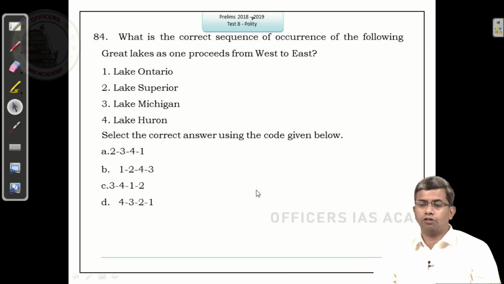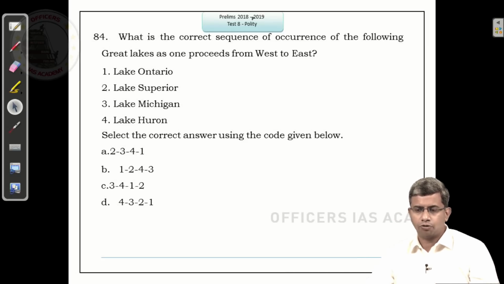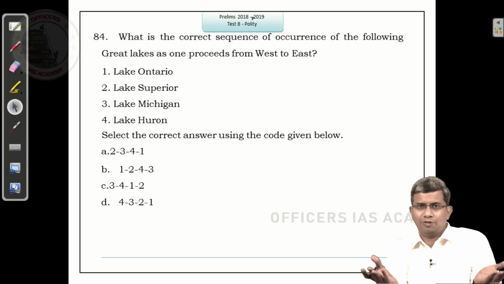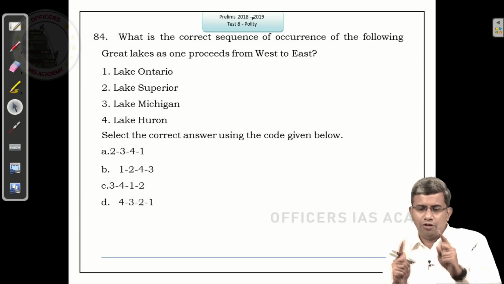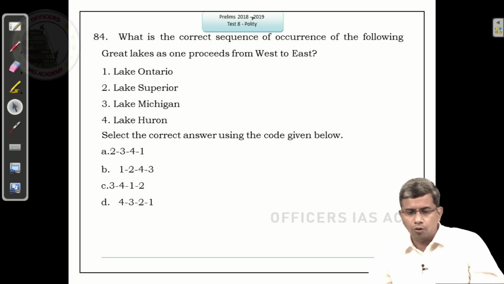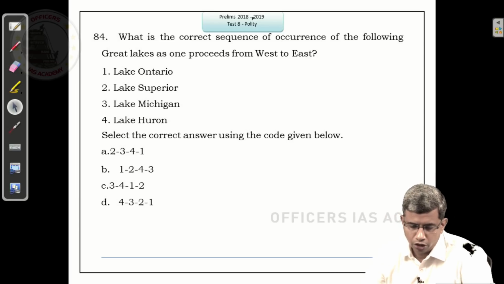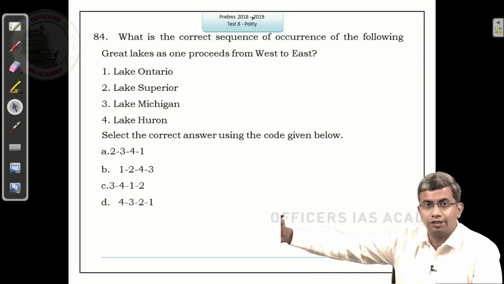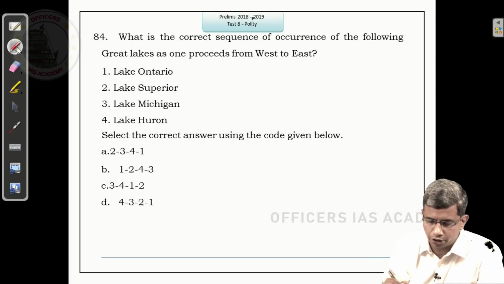What is the correct sequence of occurrence of the following Great Lakes as one proceeds from west to east? Guys, this is just a pure map question, so you should just be aware of it. At least, if you know that, you can eliminate based on your choice. So you know that Lake Ontario is the easternmost, then you at least know that you can eliminate these two.